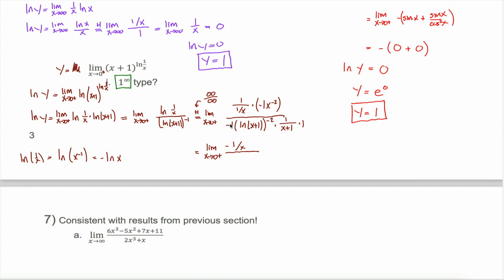Down on the bottom, I got a huge mess, but maybe you recognize that that mess is going to be negative for this negative, so we can cancel out that negative with the negative that I wrote up here, making the top positive 1 over x.